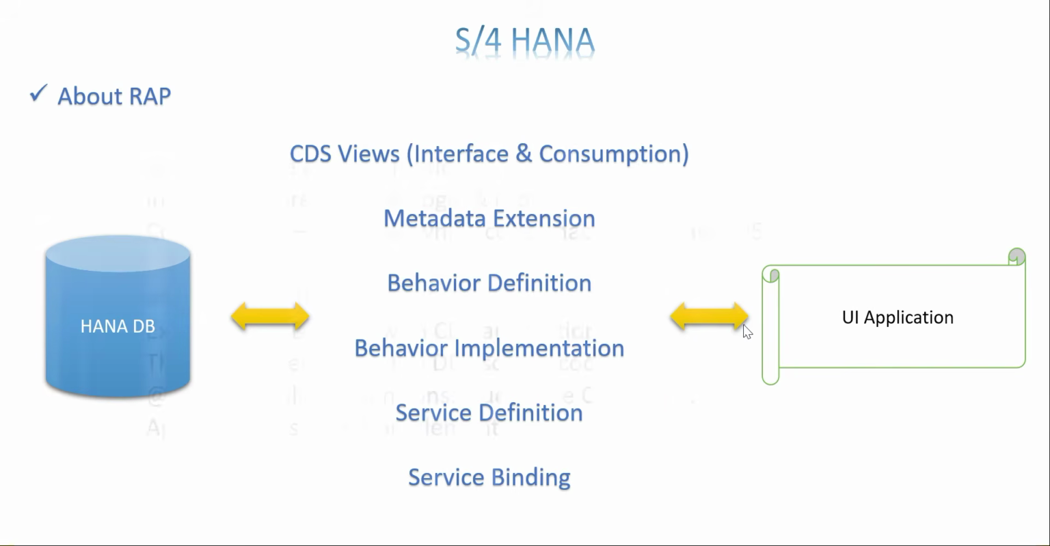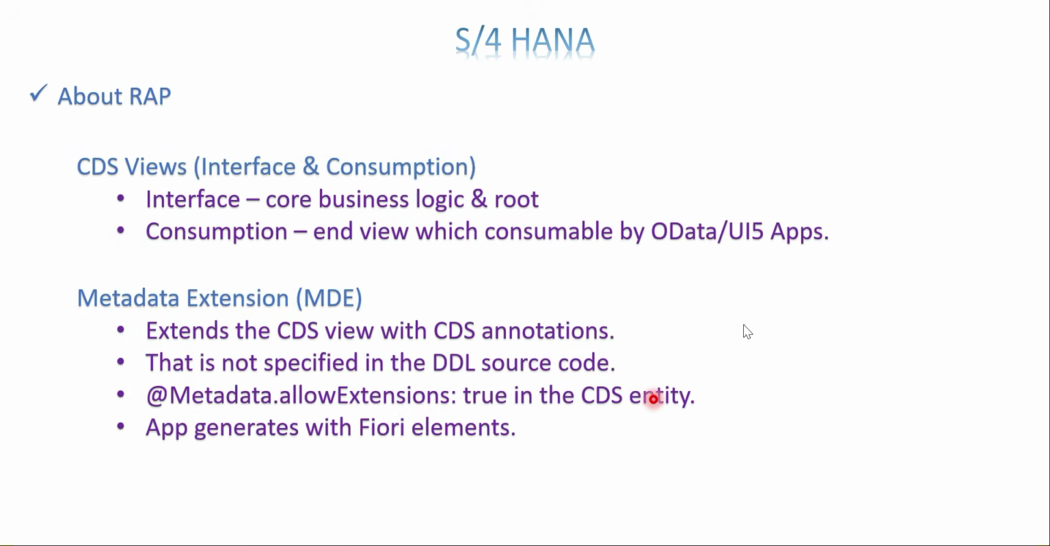Now a little more detail, or at least a brief on each topic. Interface CDS views are nothing but the core business logic. Whatever is required for the business, whether inner join, outer join, or anything else, is available in the view called interface. So you have to design properly before writing the code in RAP. Consumption is the end view which is consumed by the OData service or the UI applications. Normally it has a rich data model, adding semantics and annotations, and you add some other values over there.